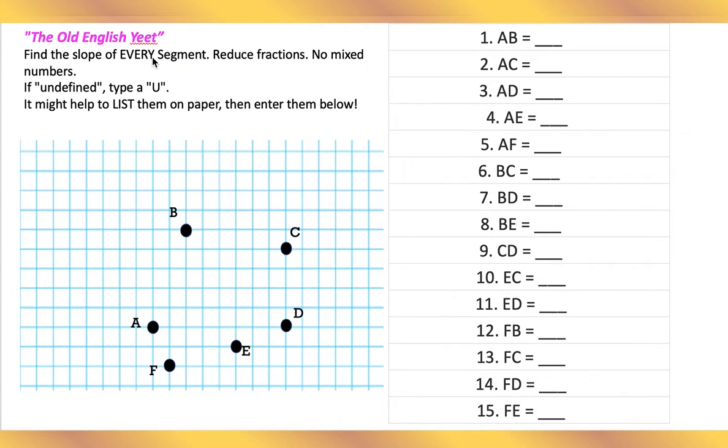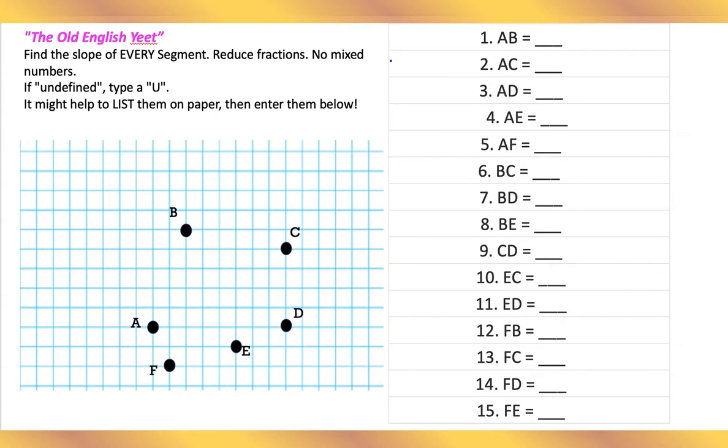Find the slope of every segment, reduce fractions, no mixed numbers. If it's undefined, type a U. So with this one, the list gets pretty long. If I were you, I'd probably do them on paper and then type them in separately, because on Schoology, it's a little bit hard to do things if you have to keep scrolling up and scrolling down.